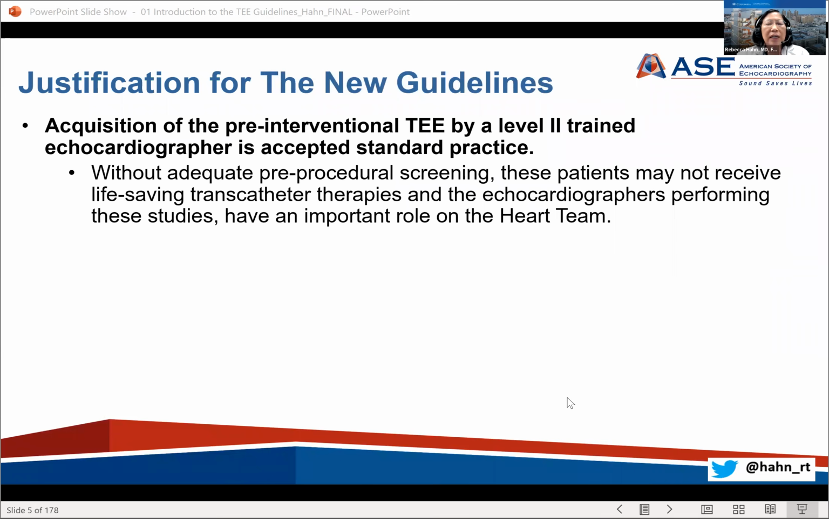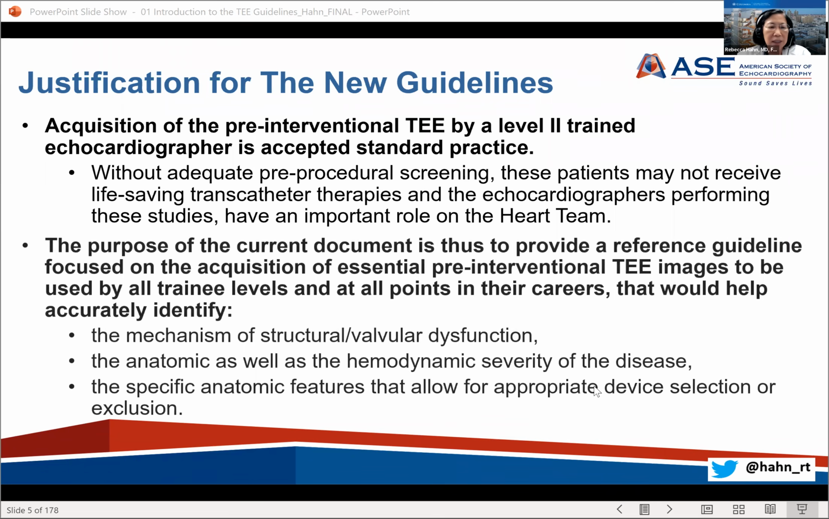The guidelines, however, are not intended just for that group of imagers that are doing procedures, but are really intended for the pre-procedural assessment and therefore level 2 trained echocardiographers, because it is indeed standard practice for those echocardiographers to obtain the TEEs prior to patients being considered for interventions. Without this pre-procedural screening echo, the patients cannot move forward. Therefore, the level 2 trained echocardiographer becomes an essential part of the heart team. The purpose of the current document is to provide a reference guideline focused on the acquisition of essential images that will be required for us to determine the mechanism of the structural valvular dysfunction, the anatomic as well as the hemodynamic severity of the disease, and the specific anatomic features that may allow us to appropriately choose the device for those patients.